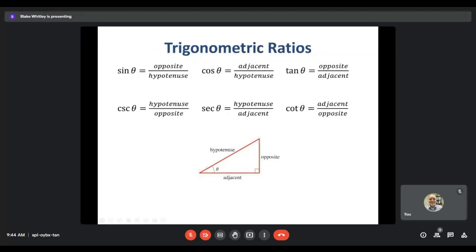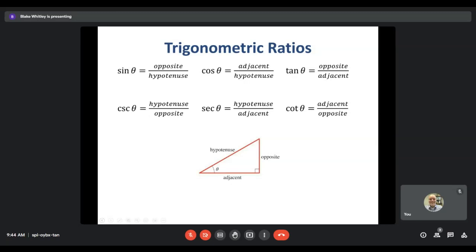So the first thing we're going to look at are those 6 ratios that I just mentioned. The top 3 are going to be the most important for us because if you can memorize the top 3, then the bottom 3, if you notice, are just reciprocals of those top 3. See that sine is opposite over hypotenuse, and then cosecant below it is just hypotenuse over opposite. And the same is true for cosine and secant, and for tangent and cotangent.